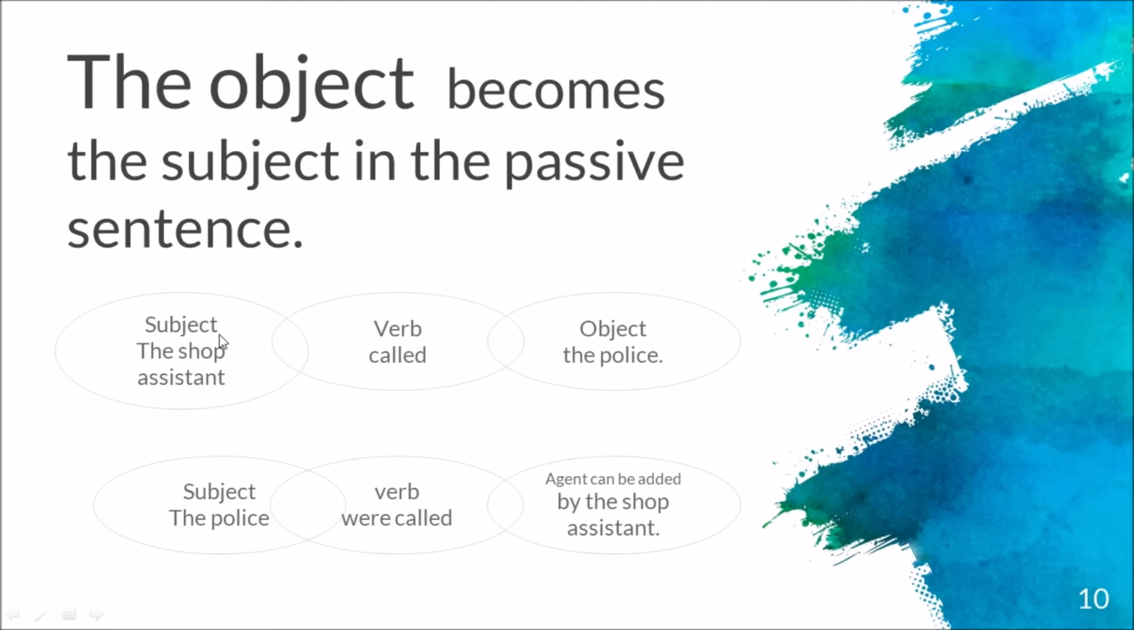We have an example here. This is a sentence in active and the other one, the sentence that is turned into passive voice. The shop assistant called the police. The shop assistant is the subject, called is the verb, and the police is the object. Now, the object becomes the subject of the passive voice, the police, because the verb here is in past simple, called, and we need the verb to be. That should be in the appropriate tense. In this case is past simple, and we use were. We match with the subject. The police were called by the shop assistant.